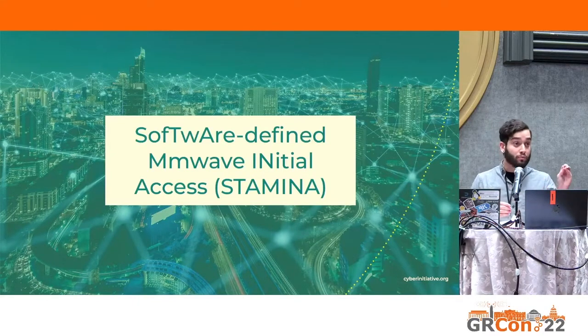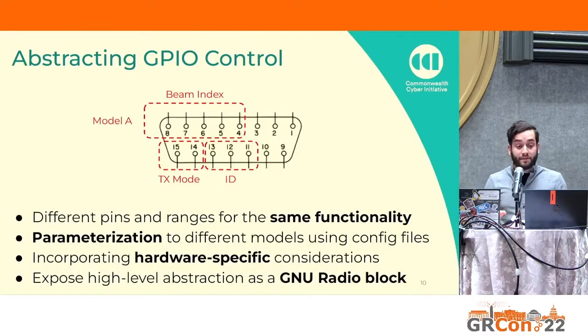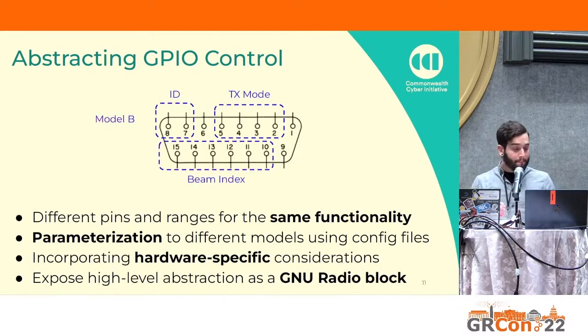And we also closed the loop and created a complete initial access control loop, pun intended. So first, when we started to look into the GPIO interface and the different millimeter wave frontends, we soon realized, okay, so they basically use different pins and different ranges of pins to do the same things, right? Set a beam in pin 5 to different directions, whatever, transmitter, receiver. But the different pins are in different places.